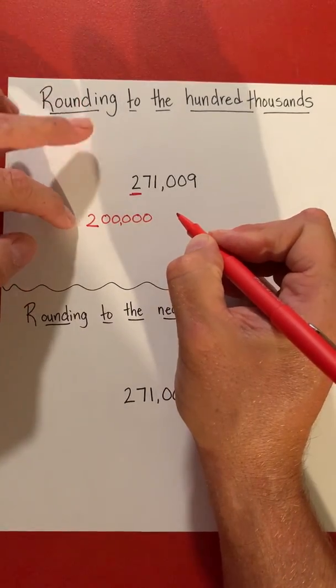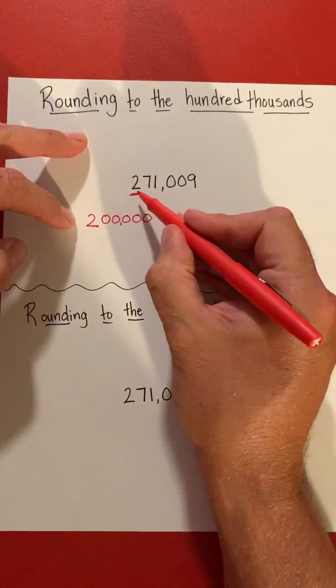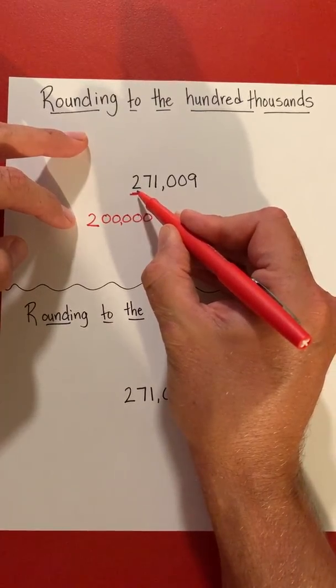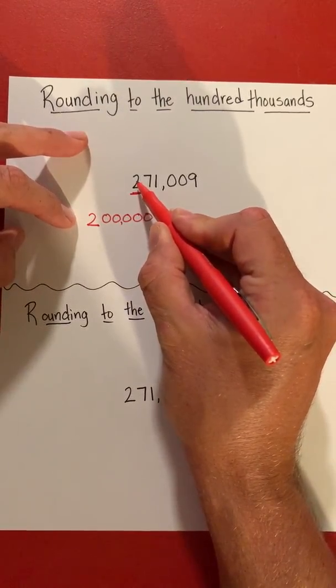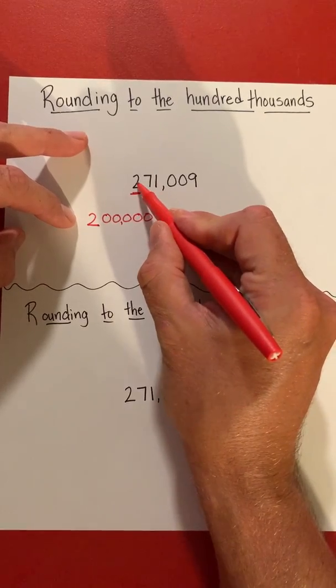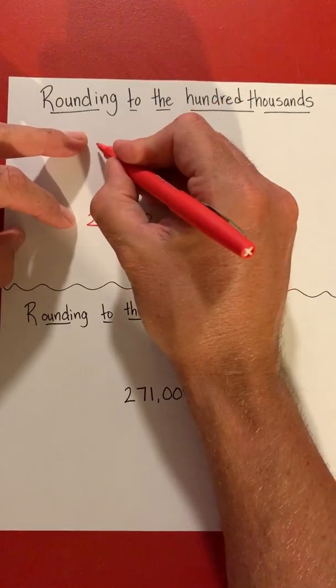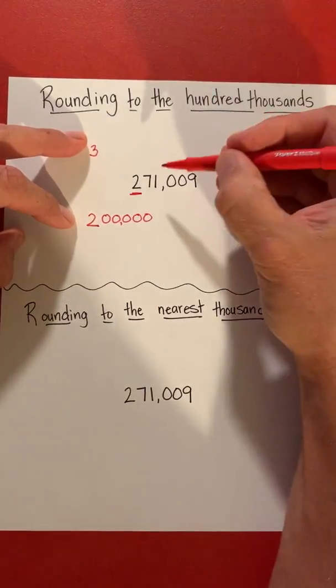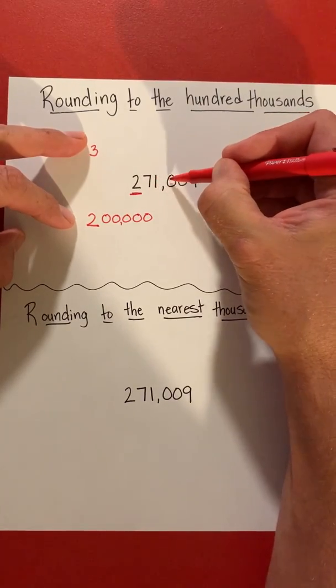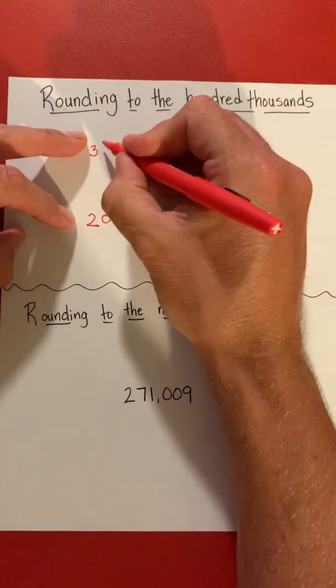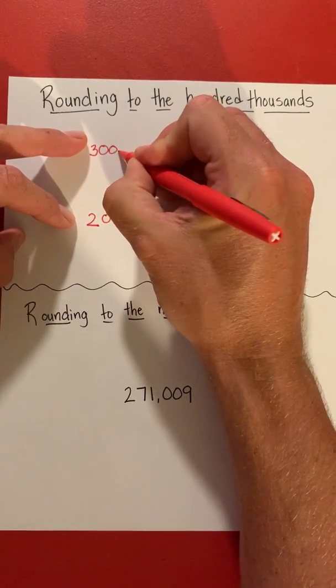To find our top benchmark, we're going to look at our underlined number again, and this time we're going to add 1 to that underlined number. So 2 plus 1 would equal 3. Once again, we figure out that we need 1, 2, 3, 4, 5 zeros, so we'll place those in also.